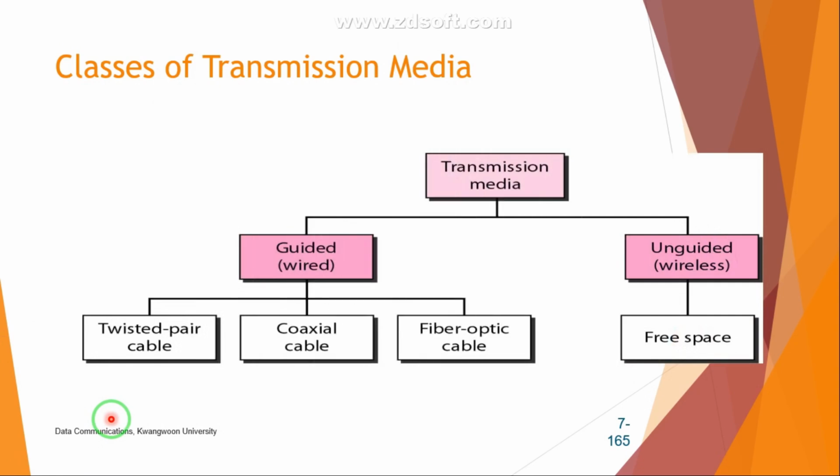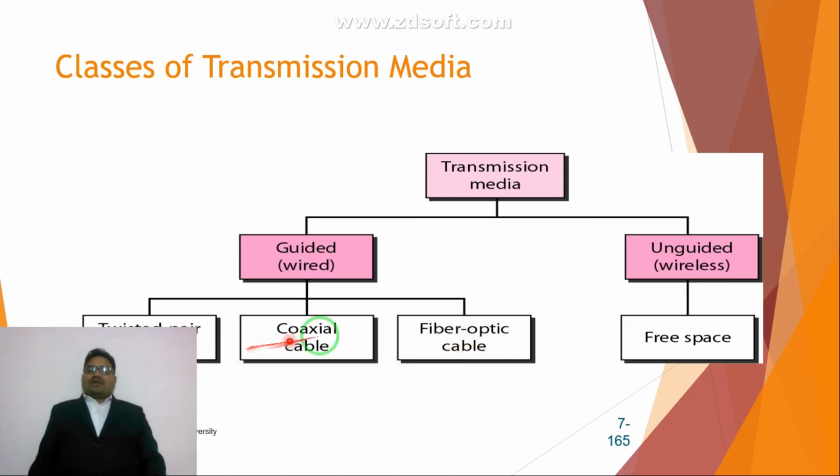And last, it is your classification of transmission media. Basically it is not in your syllabus, but still, transmission media means the way by which we send the data. It is of two types: guided, that is wired, and unguided, which means wireless, that is free space. And guided has three types: twisted pair cable, coaxial cable, and fiber optic cable.